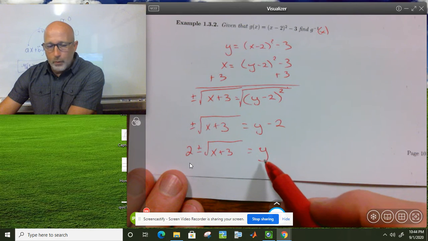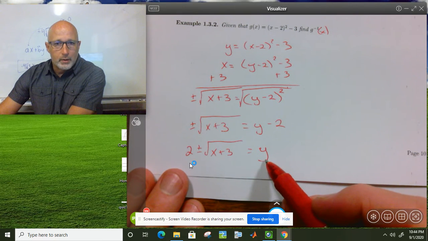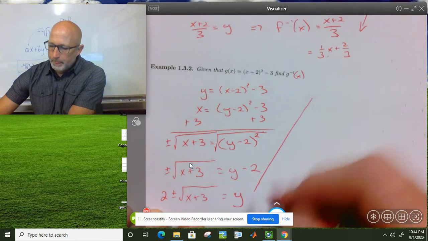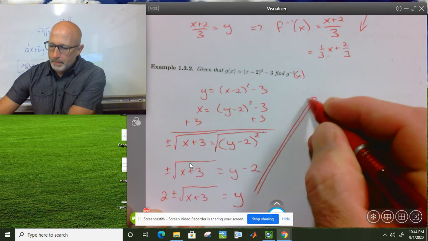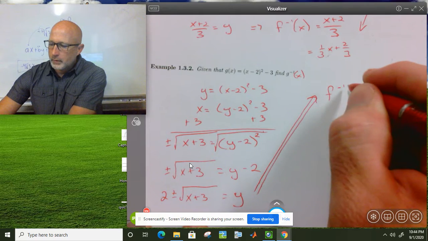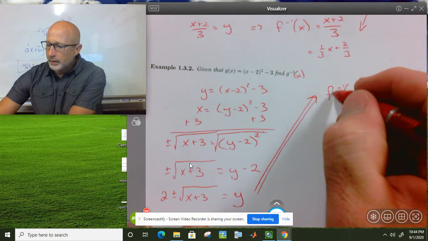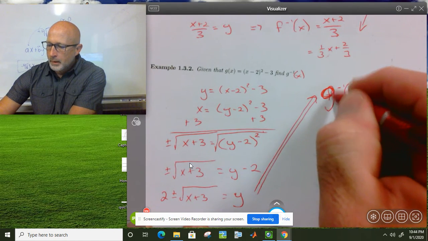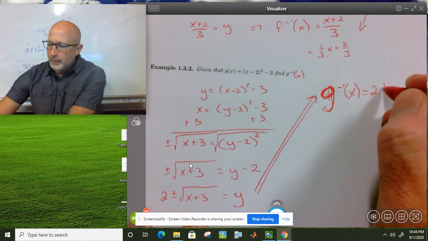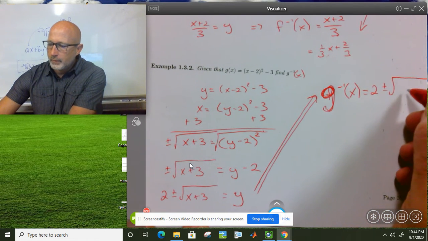Now that I solved for y, I just need to rewrite y as f inverse. I'm going to go up here. So I get f inverse, actually it's g inverse, right? Because we're doing g. g inverse of x is equal to 2 plus or minus the square root of x plus 3.